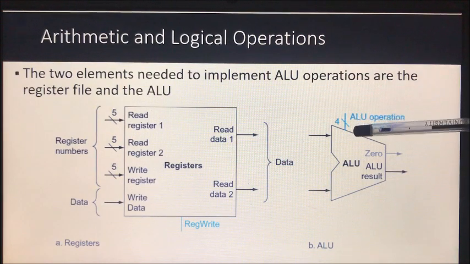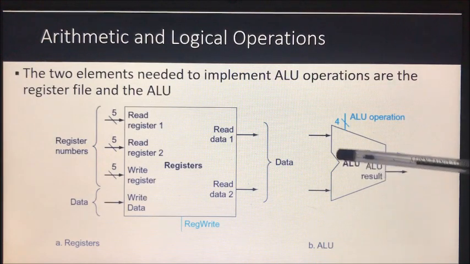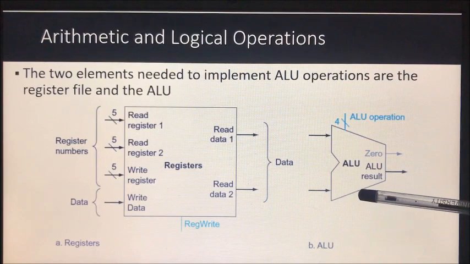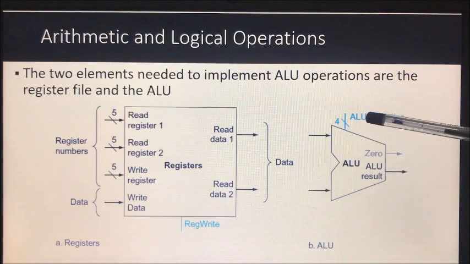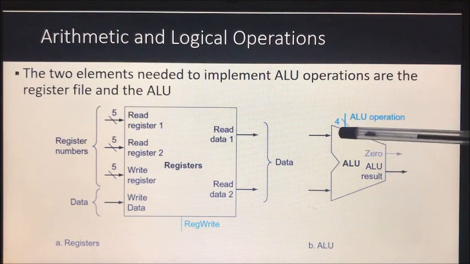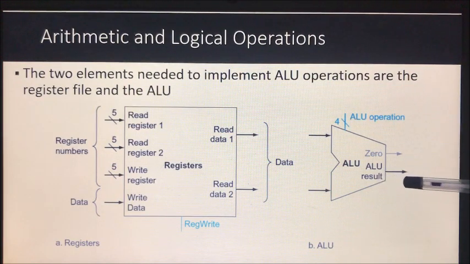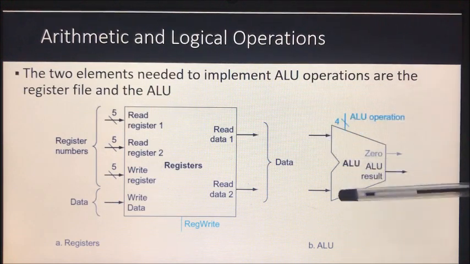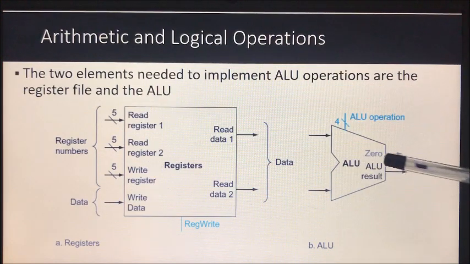So here this 4 indicates that 16 operations can be performed using this ALU. So whatever the operation we want to perform, that corresponding control signal should be given in this case of ALU operation. That is addition or subtraction, whatever it is, 4 bits need to be provided. So ALU result will be the result of the operation what we are giving as the input to the ALU. This 0 signal will be used in the case of branch instructions, which we will see later.